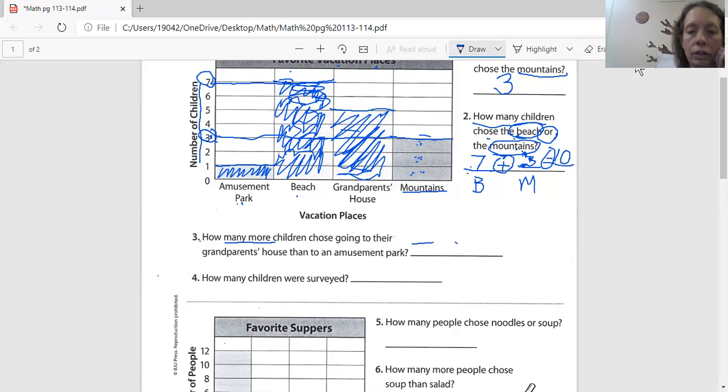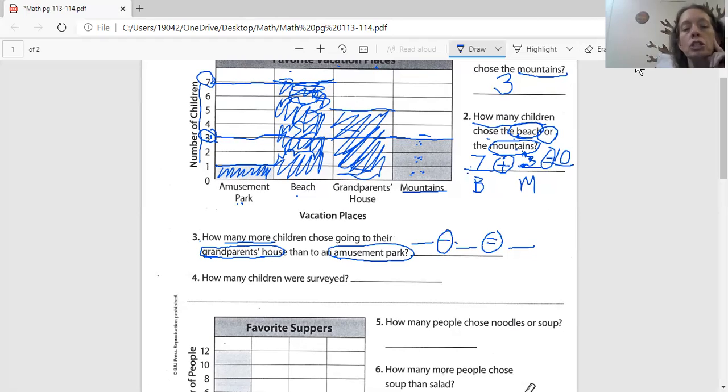line, circle, line, circle, line. And I know that more than means subtract. And this is always. Okay. How many more children chose going to their grandparents' house than to amusement park? Those are my key words.